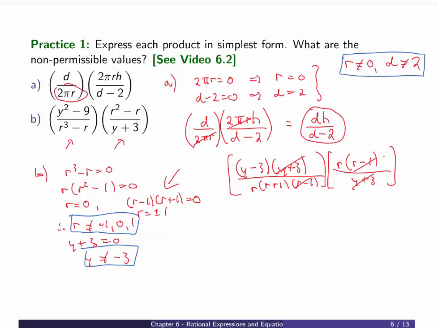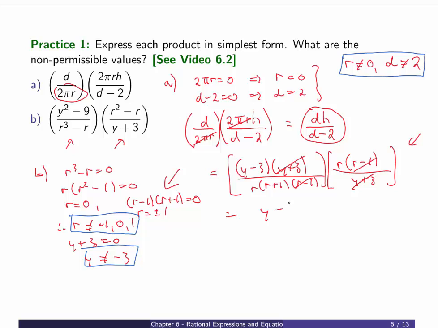And at this point, you're probably saying, why didn't you just get the non-permissible values from this step right here? Totally cool. That would have been a good time to do it, because you have r, so that's 0, r plus 1, so that's -1, r minus 1, so that's plus 1, and y plus 3, so that's minus 3. That's all your non-permissible values. There you go.